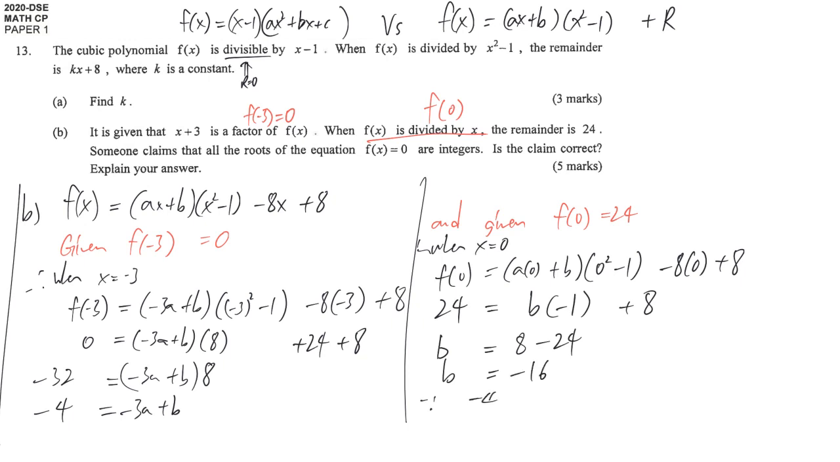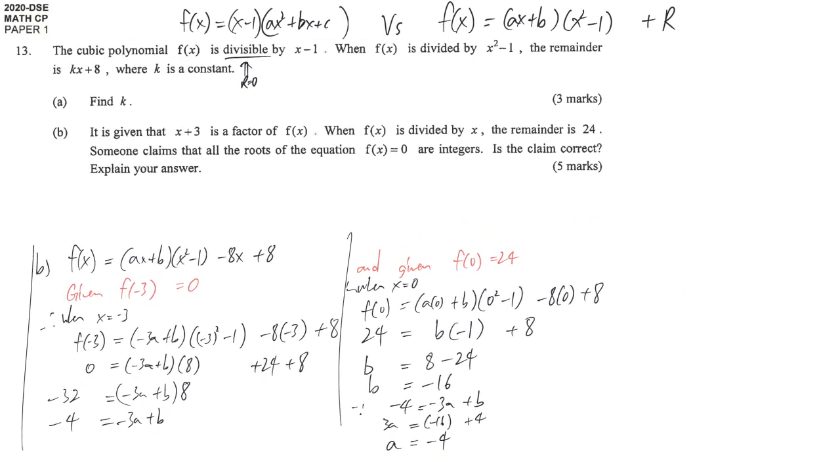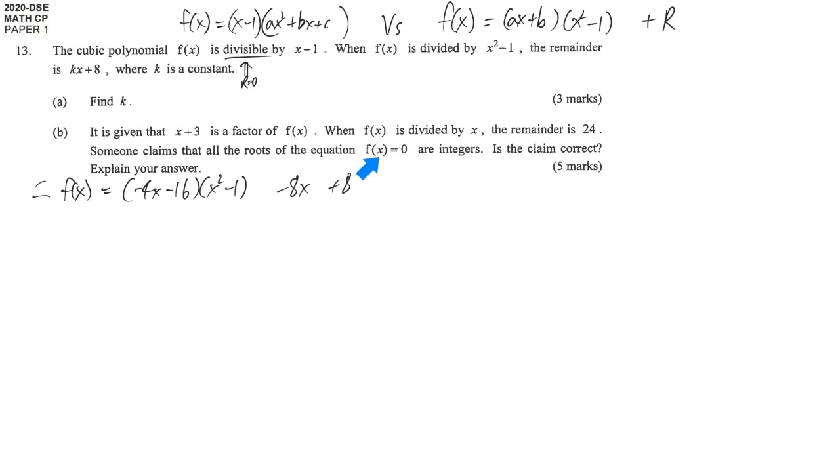Therefore, since negative 4 is equal to negative 3a plus b, 3a is equal to b plus 4, that means negative 16 plus 4, so a is equal to negative 4. So we have the full picture of f(x). Updated information, f(x) is equal to a is negative 4, b is negative 16, times x squared minus 1, minus 8x plus 8. Later on, they ask us to solve the equation f(x) equal to 0.